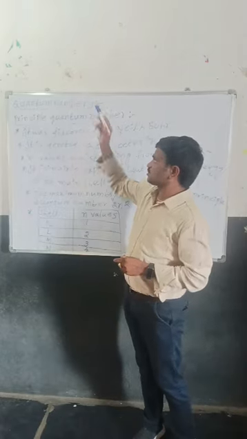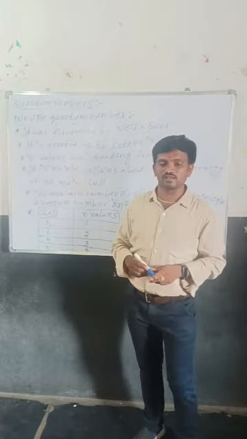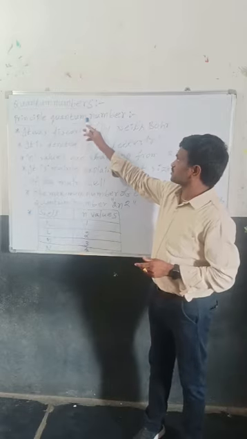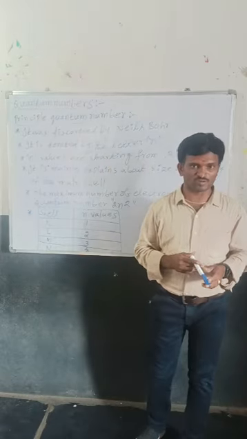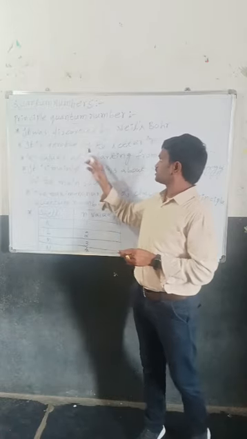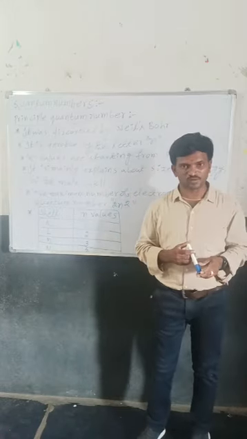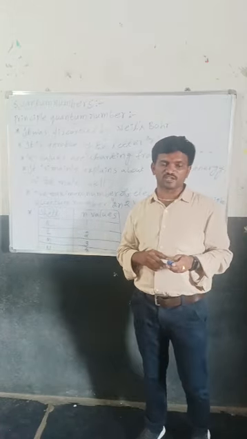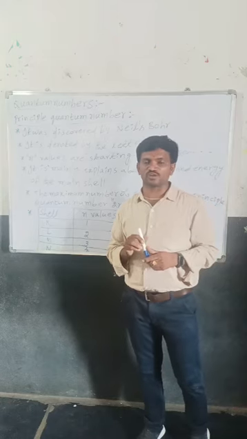Quantum numbers. Each electron in an atom is described by a set of three numbers n, l, m. These are called quantum numbers. Mainly four quantum numbers. First one is principal quantum number. It was discovered by Niels Bohr. It is denoted by the letter small n. n values start from 1, 2, 3, 4 and so on.